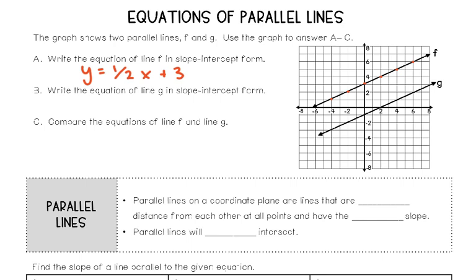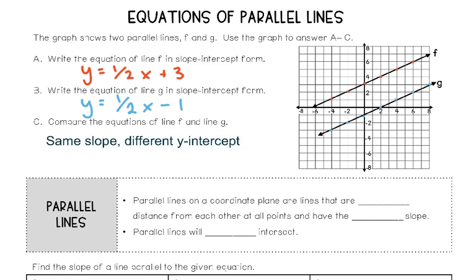Now write the equation of line G in slope-intercept form. Line G starts at -1 on the y-intercept, but has the same slope, 1 over 2. So go ahead and compare those equations. What you should notice is that they have the same slope but a different y-intercept. This will be true for all parallel lines.